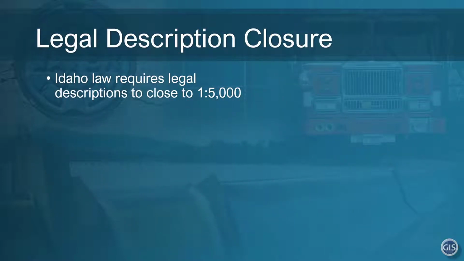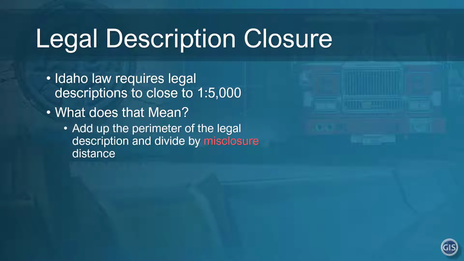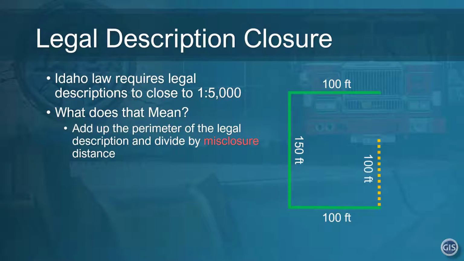Legal description closure. Idaho law requires legal descriptions to close to 1 part in 5,000. So what does that mean? To get the misclosure ratio, you need to add up the perimeter of the boundary and then divide by the distance of misclosure. Here is an example of a boundary. The first call is 100 feet, the second 150 feet, the third 100, and the last is 100 feet.